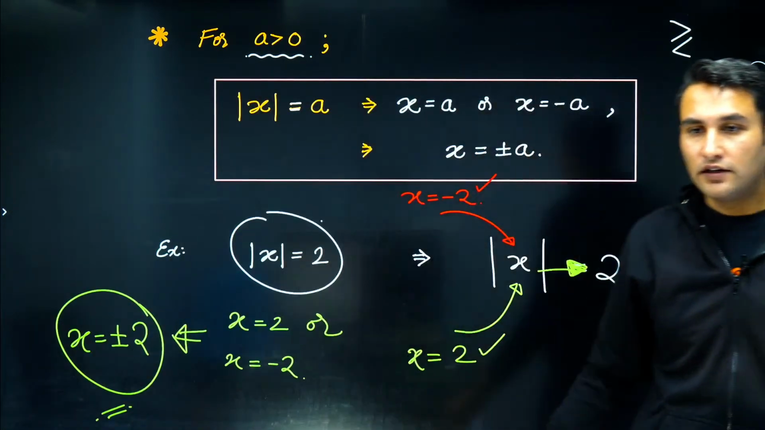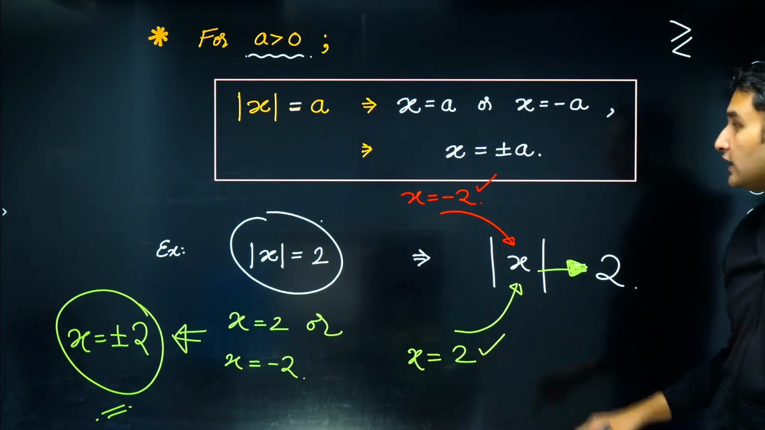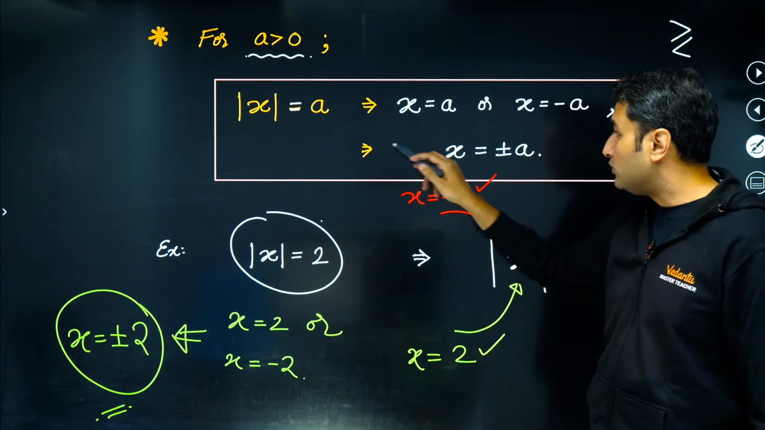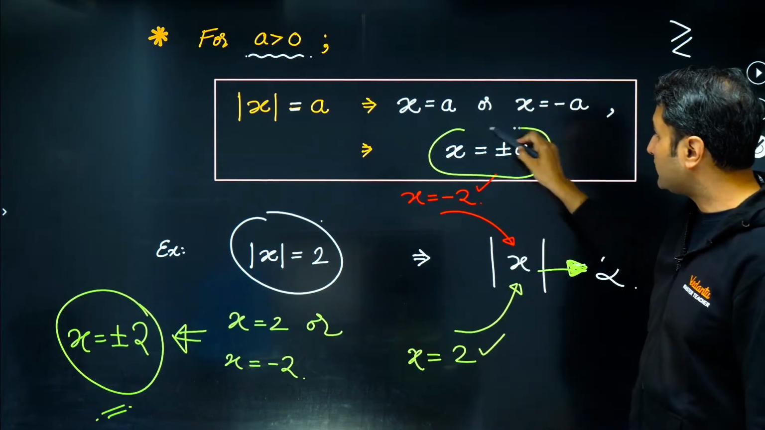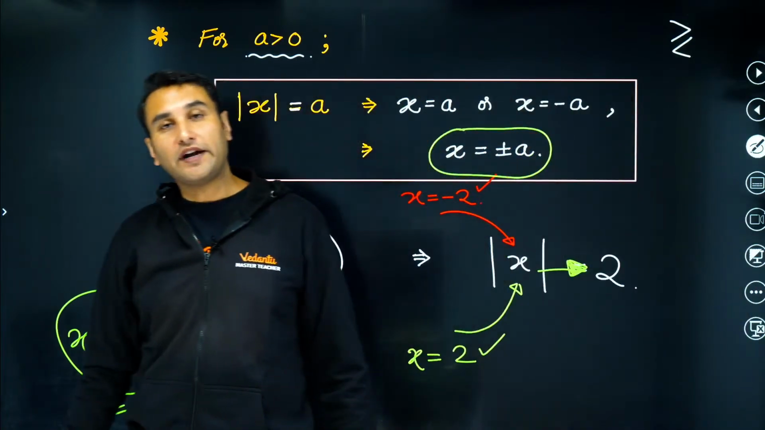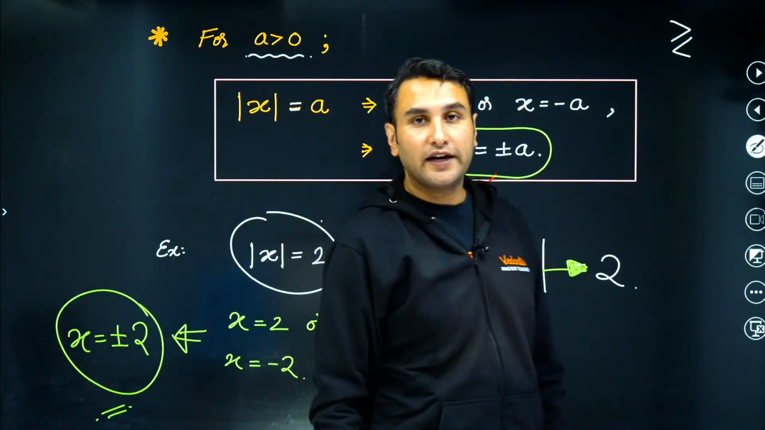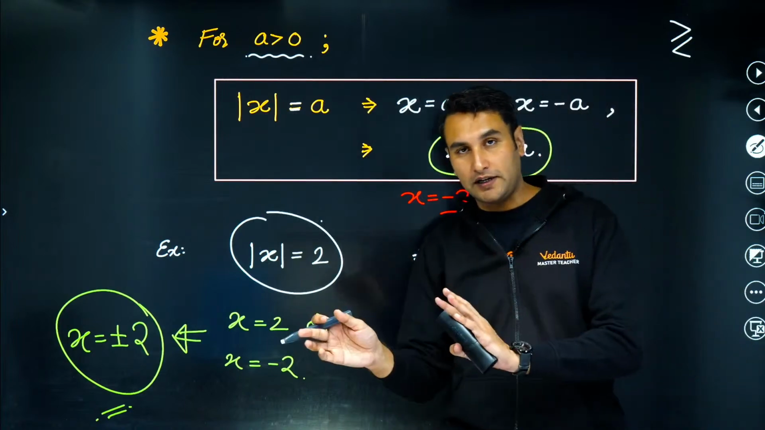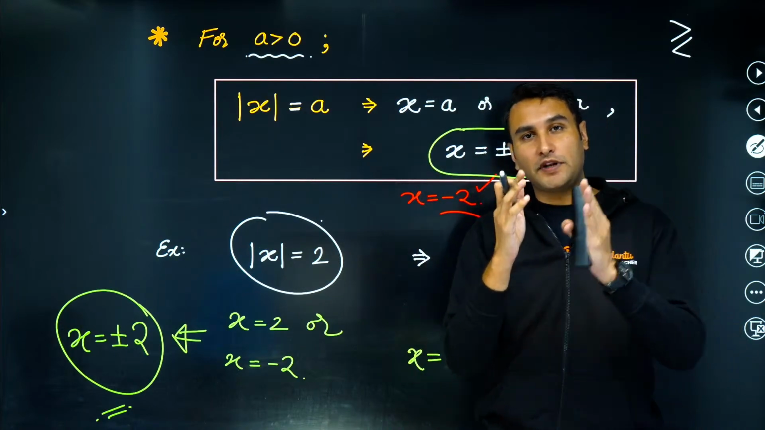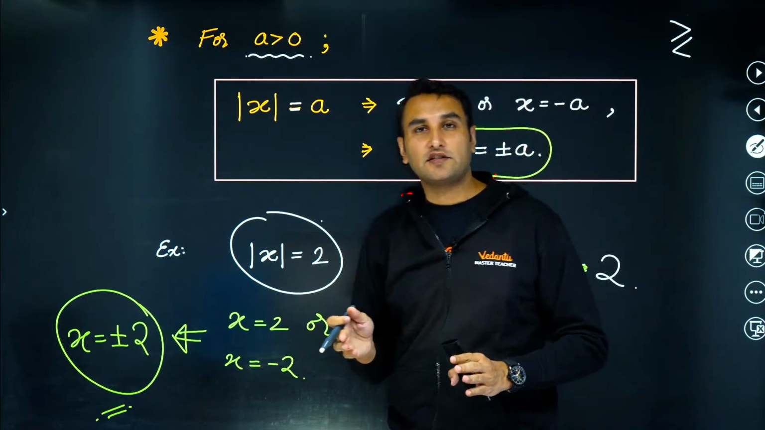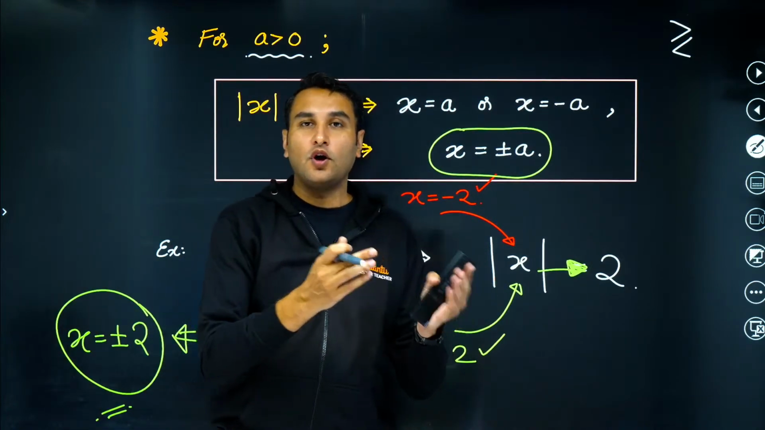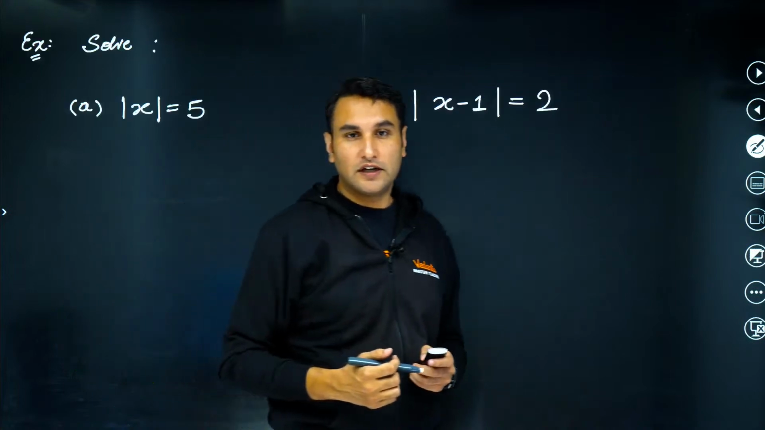Got it? Clear? So, bachcho, to generalize, whenever you see mod x is equal to a, you immediately know that x can be either plus or minus a. Mod x is equal to 5, x can be either plus 5 or minus 5. Mod x is equal to 10, x could be either plus 10 or minus 10. Mod x is equal to root 2, x could either be root 2 or minus root 2, right?